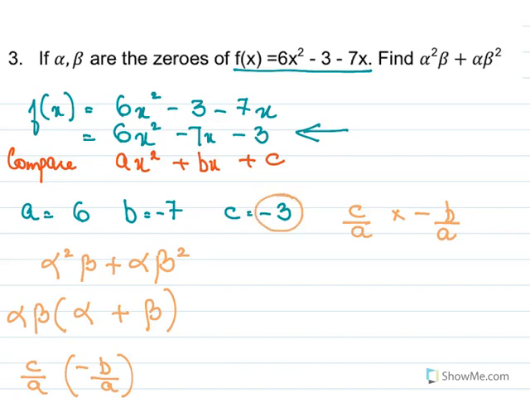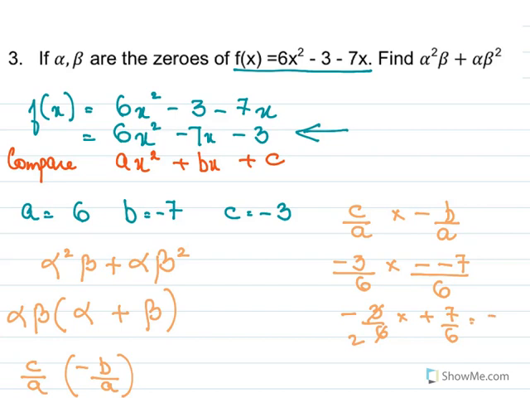Now we see that c is minus 3. So this is minus 3. A is 6 into minus, the b is minus 7. So minus of minus 7 over a. A is 6. You cancel this, you have minus 3 by 6 into plus 7 by 6. And we reduce this, you can cancel 3 here. So this is minus 7 by 12 is the answer.